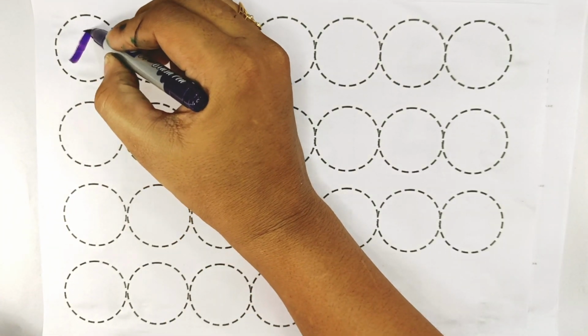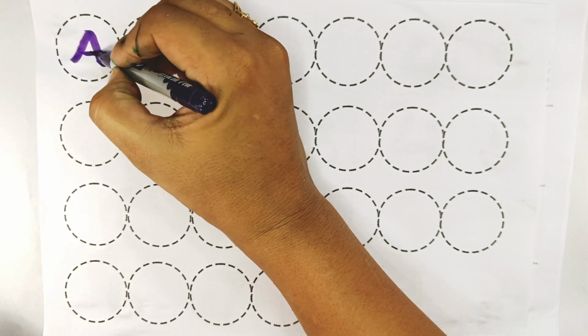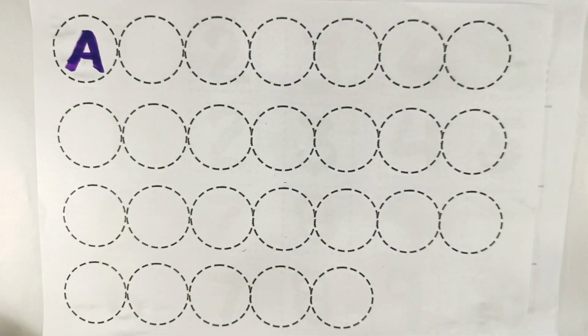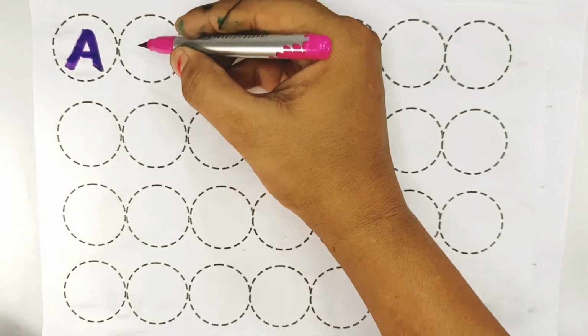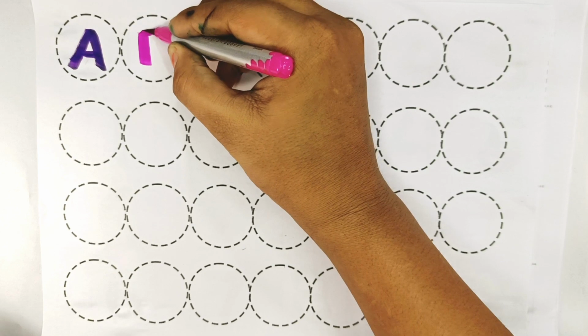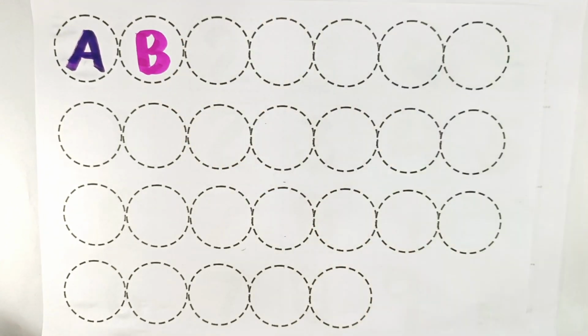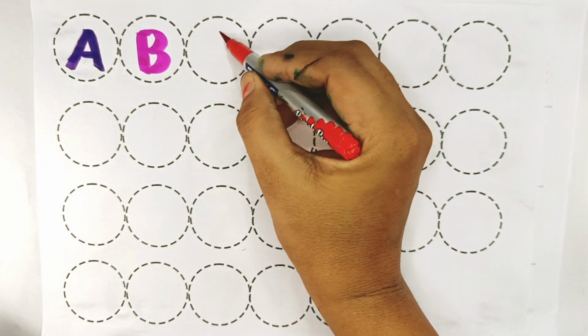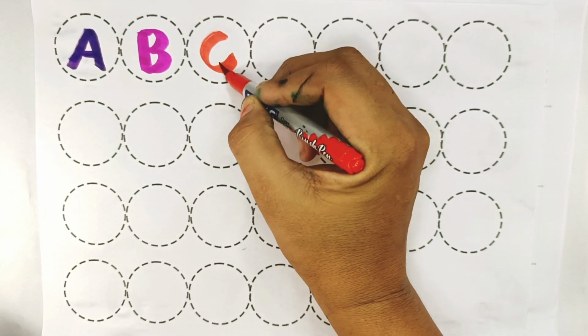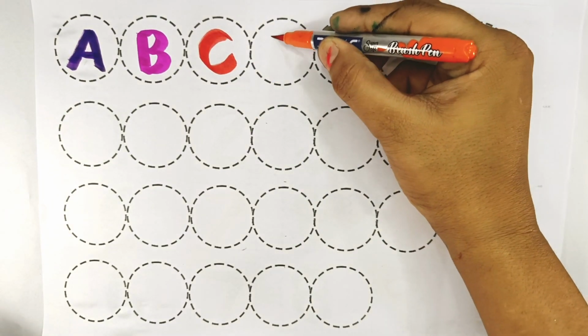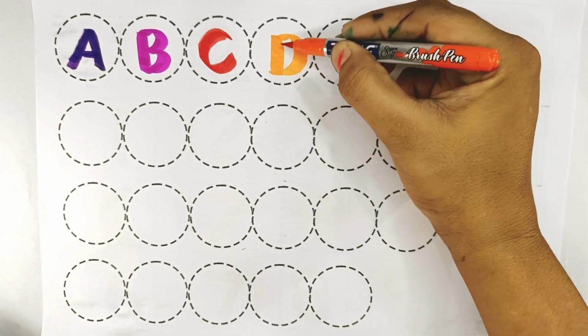A for aeroplane. B for banana. C for car. D for dog.